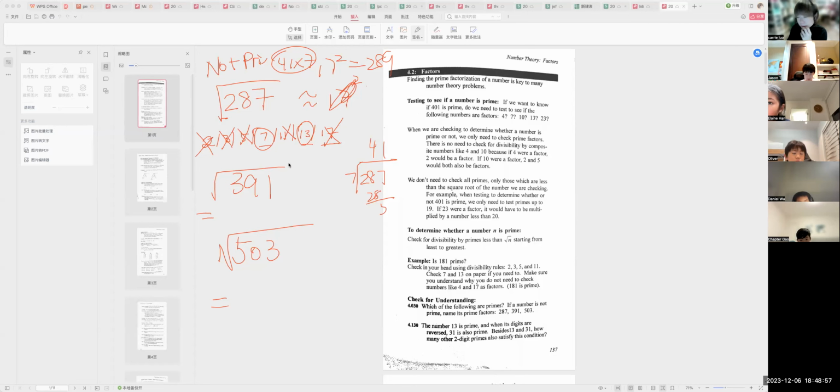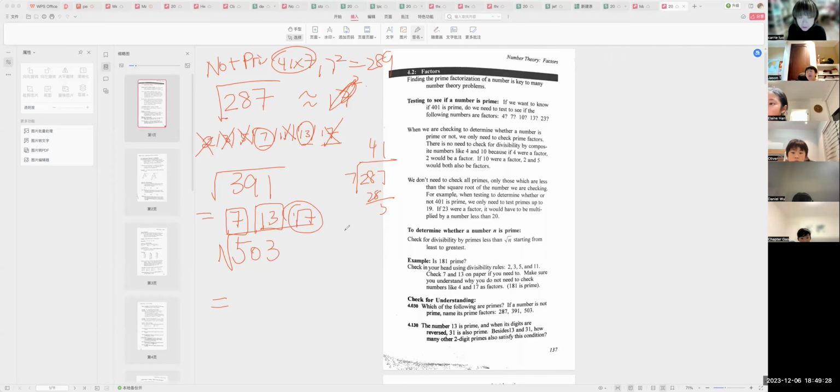Okay, so let's take a look at this one. So 391 will be closest to which number? 19. Okay, so 19 squared equals what? 361, right? If we take the square root, I know 2 is no more useful, 3, 5, and we only try 7, 13, and 17.